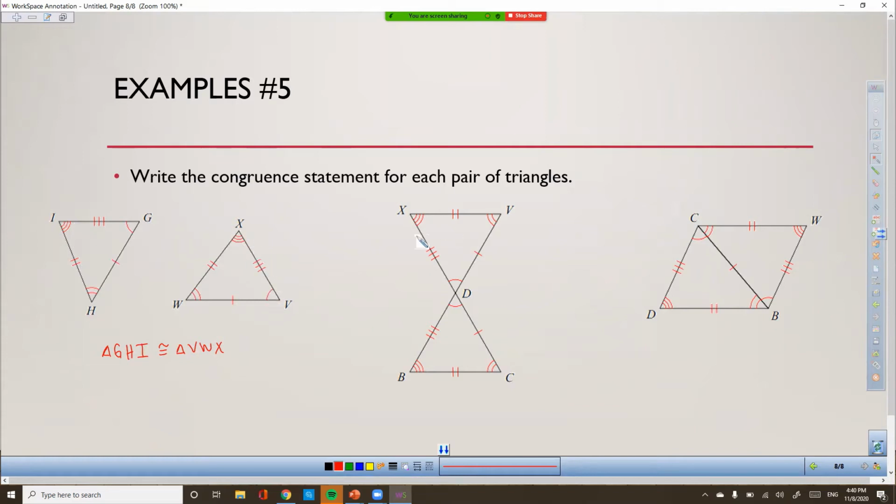So as you can see here, let's see the second example. Again, they want me to state my congruency statement. So again, let's look at this triangle first. So it's going to be triangle. The first angle they're looking at is angle D. The second one is angle V. And the third one is angle X.